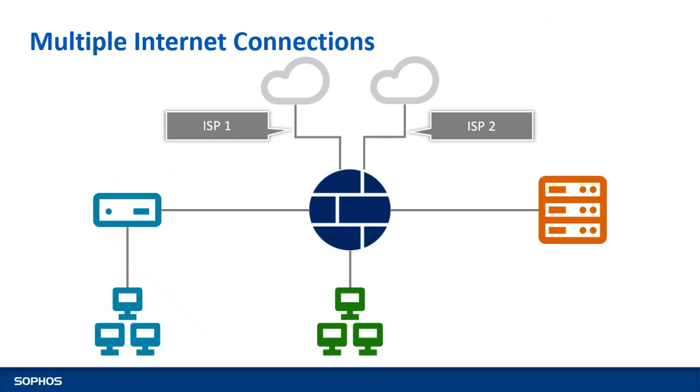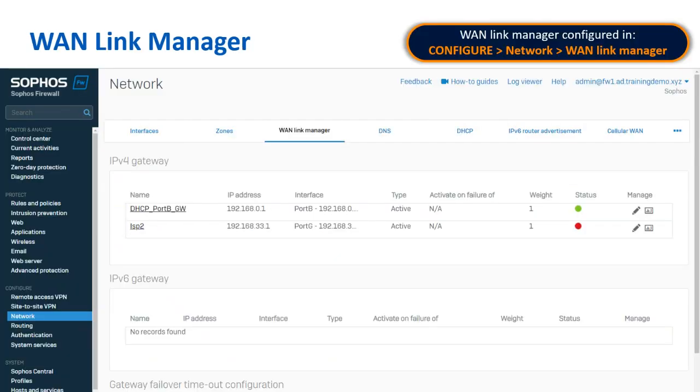Something important: Sophos Firewall supports environments with multiple WAN connections. When you add a WAN connection in Sophos Firewall, you must specify a gateway, and then you can use the WAN link manager to configure how the WAN connections are used.